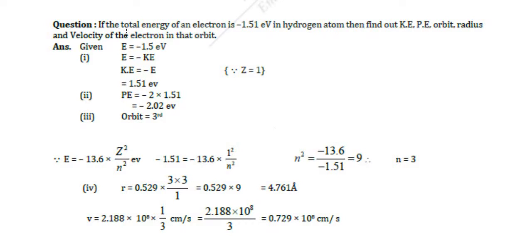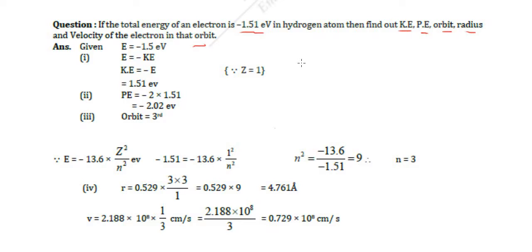So if the total energy of an electron is minus 1.51 electron volt in hydrogen atom, then find out the kinetic energy, potential energy, orbit, radius and velocity of the electron in that orbit. So इतनी energy दी हुई है, हमको पता करना है ये किधर है, कौन सा orbit number पे है, कौन सा कितना दूर है, radius and velocity क्या है, and also the KE and PE. So KE and PE, kinetic energy, potential energy, directly निकाल सकते हैं.